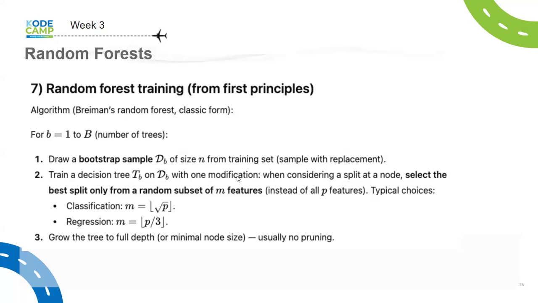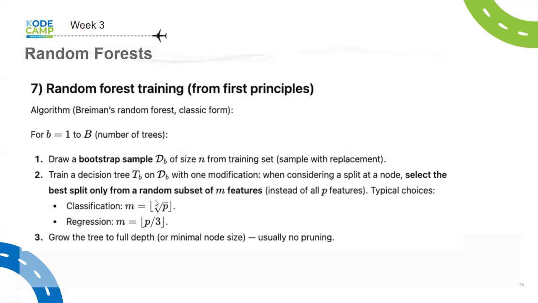And the modification is that you select the best split from a random subset of M features. So in other words, you're not going to train from all the features in the data set, but only from a number of features, a subset of it. And then these are how you can select the features.